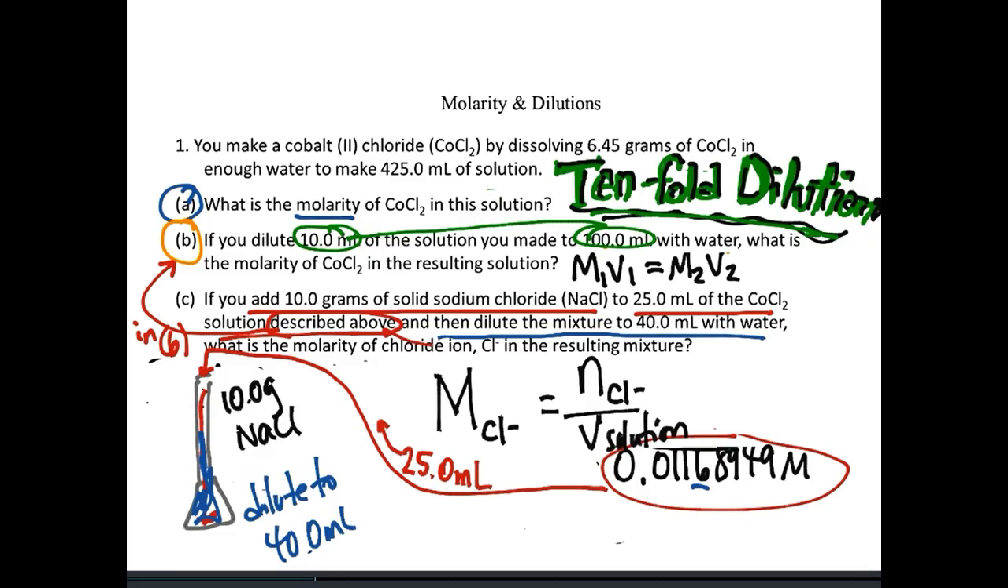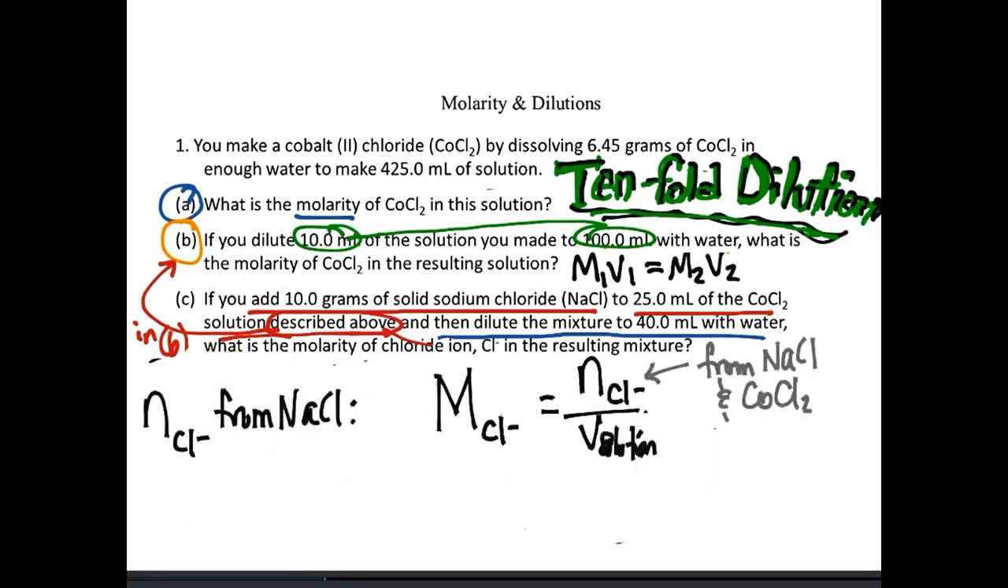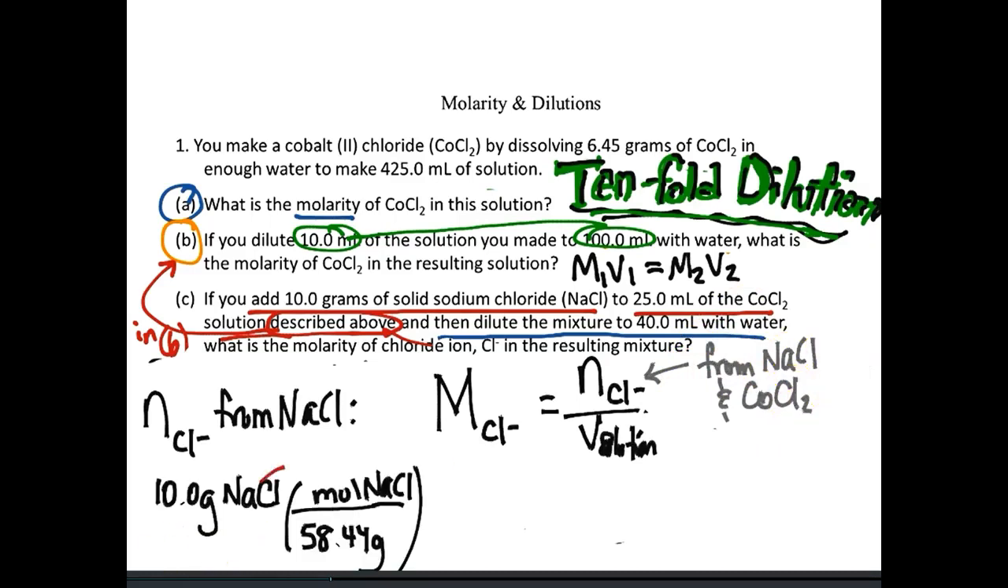So I'm ultimately trying to calculate the molarity of chloride ion, which is what this says here. Capital M is molarity, chloride ion is the subscript. So the molarity of chloride ion is going to be moles of chloride divided by the total volume of the solution in liters. The issue here is that we have chloride ion coming from two different sources: chloride ion from sodium chloride, and chloride ion from cobalt chloride. That's what this is telling you over here. So you have to figure out how many moles of chloride come from each source and add them together for the numerator.